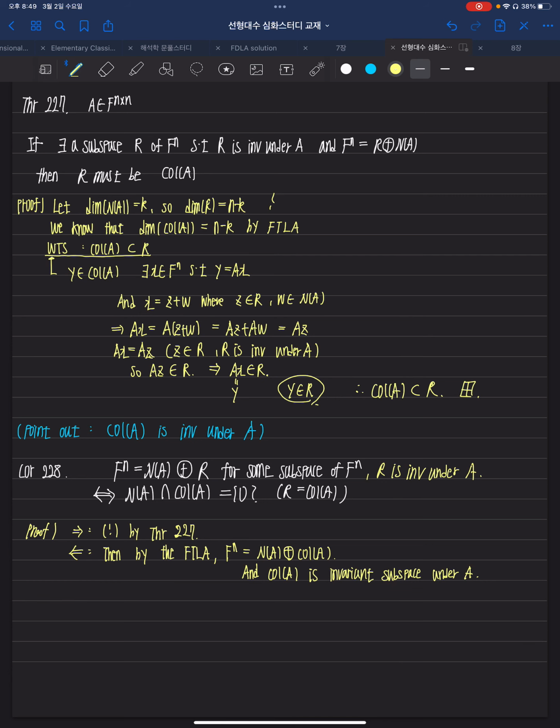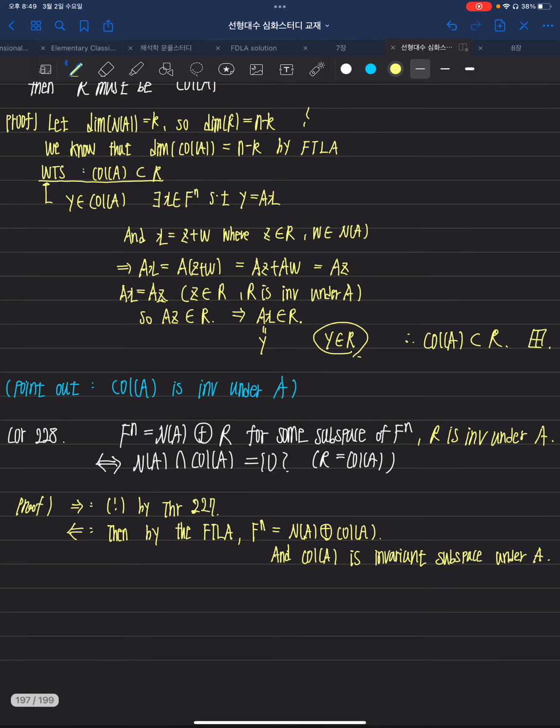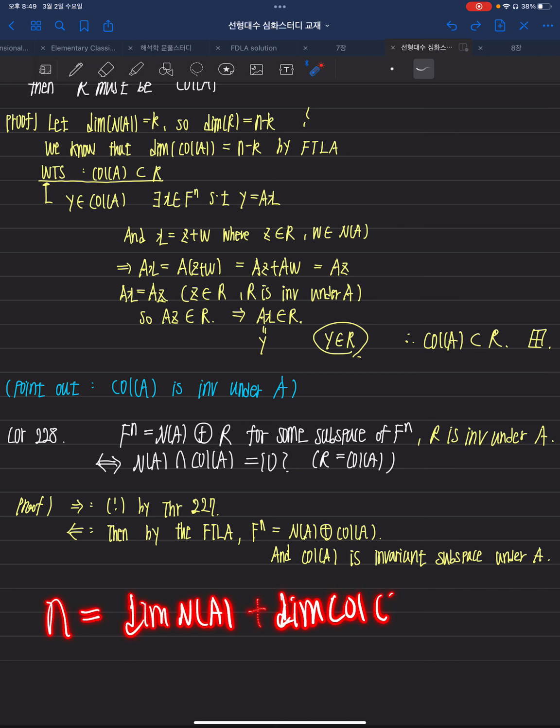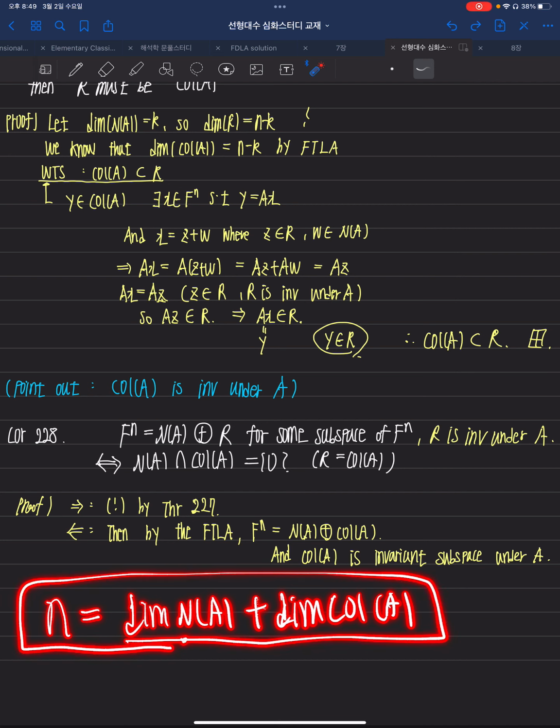Okay. Why? You must know that by the FTLA, the fundamental theorem of linear algebra, the dimension of Fn is n. This is the dimension of the null space of A plus the dimension of the column space of A. Okay. But the dimension of the intersection of the null space of A and the column space of A is 0.